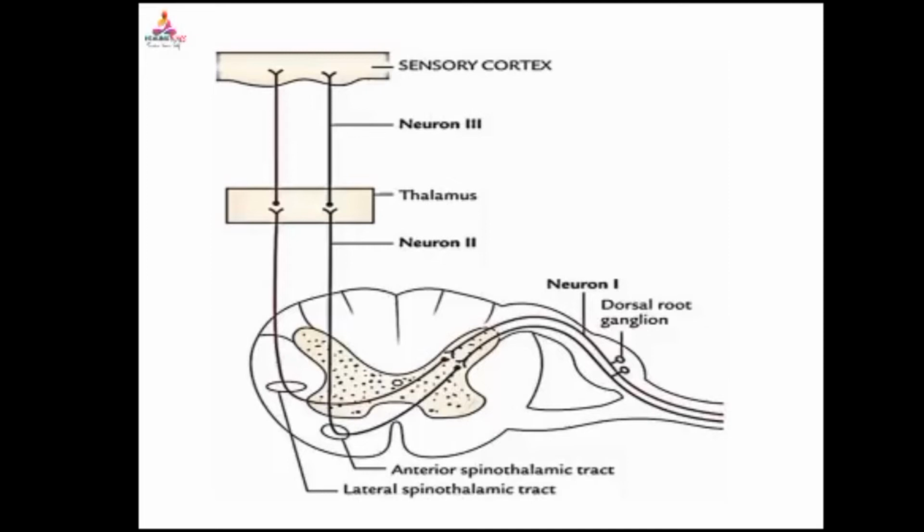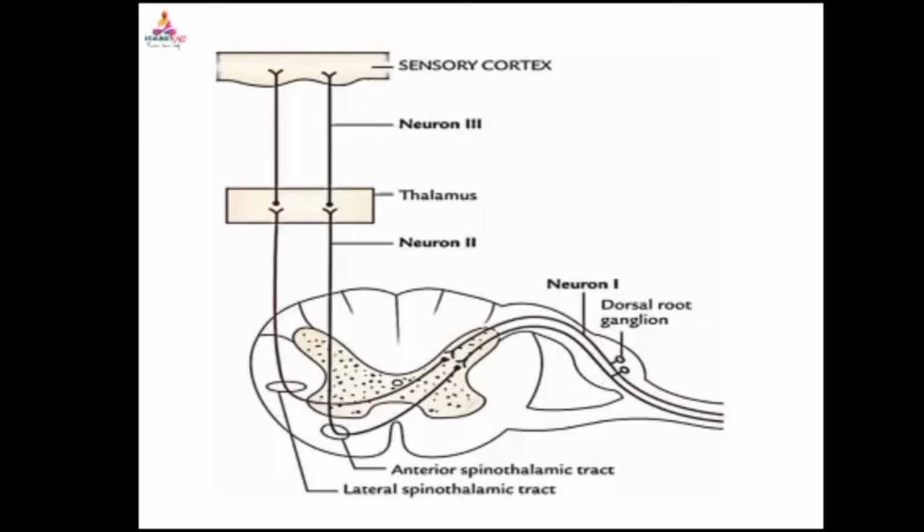The axons of second order sensory neurons of the substantia gelatinosa cross to the opposite side in the anterior white commissure and ascend as the lateral spinothalamic tract in the opposite lateral white column just lateral to the anterior horn.